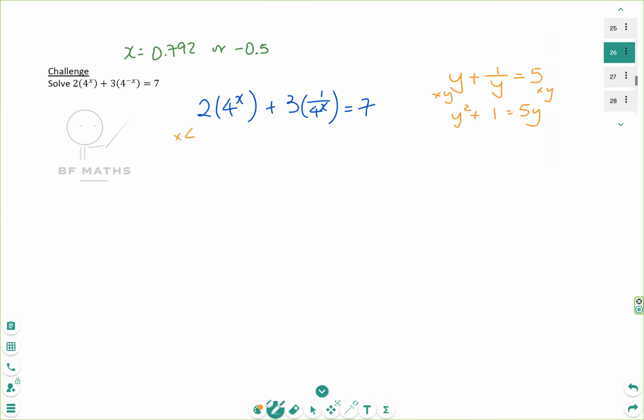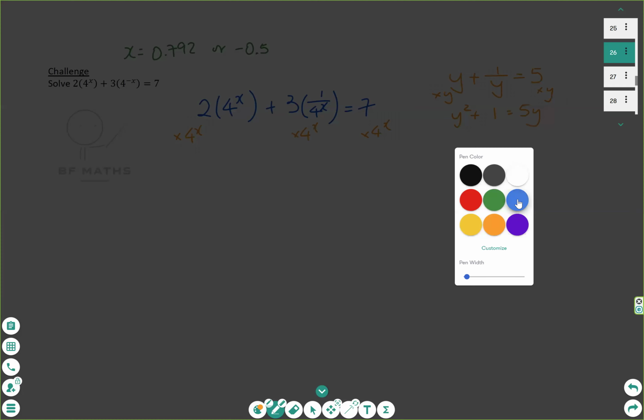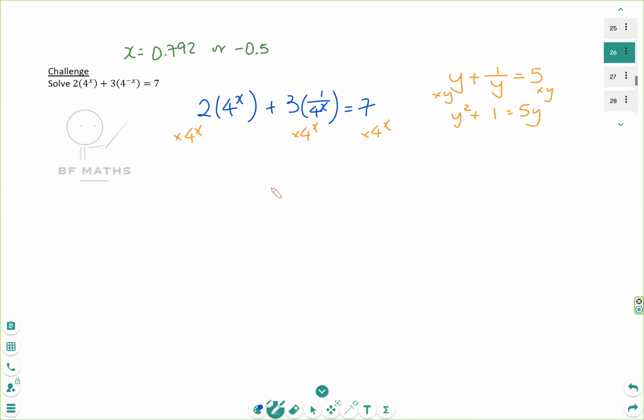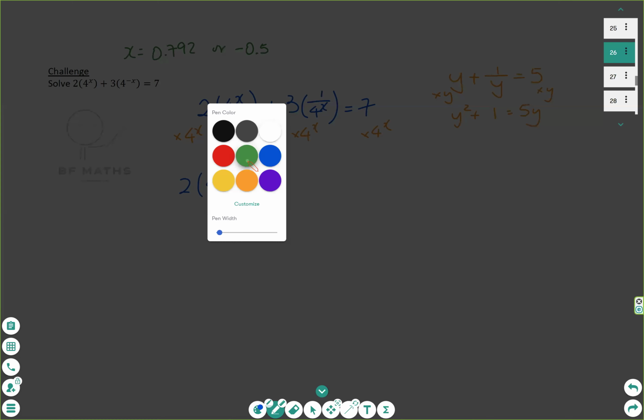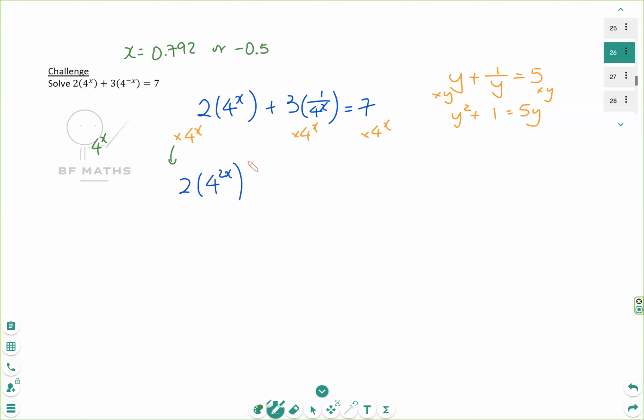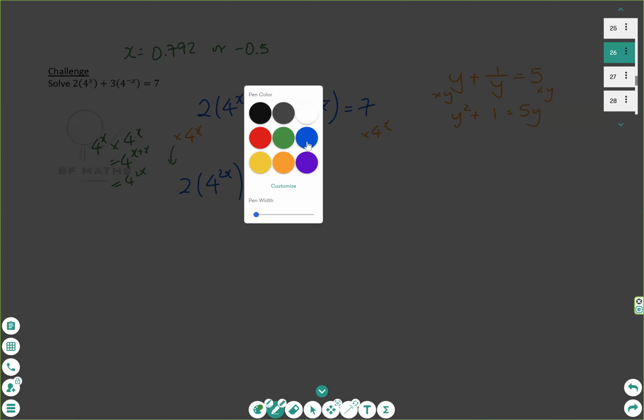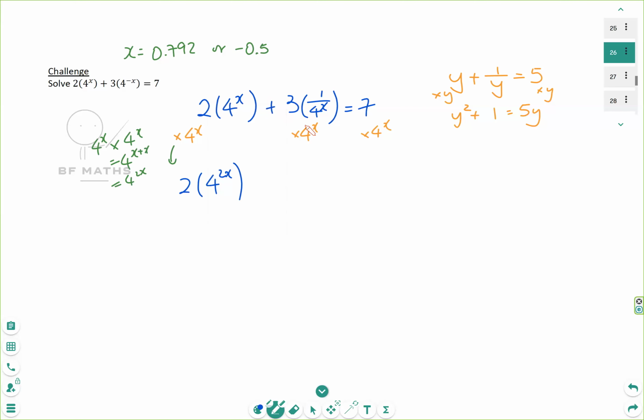We can multiply everything by 4 to the power of x. What does it look like? Then 2 times 4 to the power of x times 4 to the power of x becomes 2 times 4 to the power of 2x. How? 4 to the power of x times 4 to the power of x is the same as 4 to the power of x plus x, which is the same as 4 to the power of 2x. Again, the reason being is we don't like 4 to the power of x in the denominator. The 1 over 4 to the power of x and 4 to the power of x cancel out. This one is 7 times 4 to the power of x.